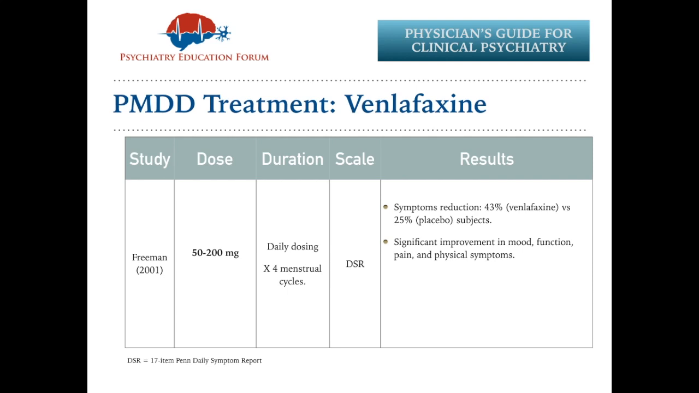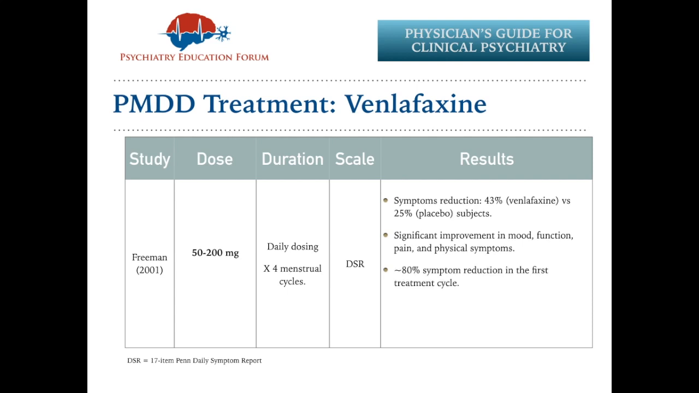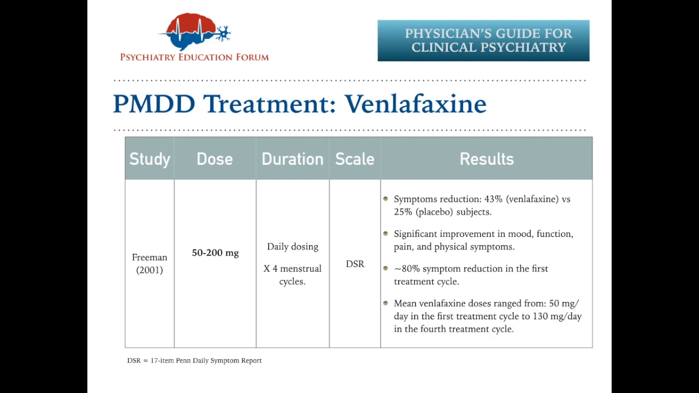And more interesting thing, which was actually expected at this point, 80% of the symptom reduction were seen in first treatment cycle. So onset of response is definitely faster, as we have seen with other antidepressant studies before. And what dose was found effective in the studies? So they found a mean Venlafaxine dose ranging from 50 milligram per day during first treatment cycle to 130 milligram per day by fourth treatment cycle in this.